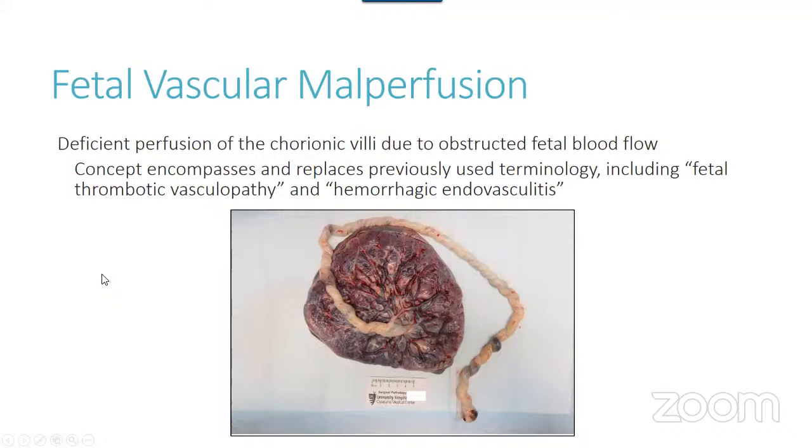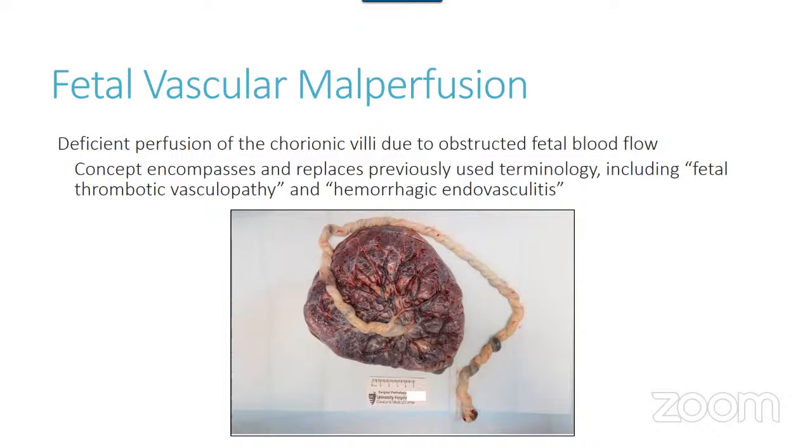So fetal vascular malperfusion is basically a deficient perfusion of the chorionic villi due to an obstruction of fetal blood flow. This is a unified term that was introduced by the Amsterdam Consensus Conference that was published in 2016. And if you haven't seen that paper, I highly recommend taking a look at it. It has tons of pictures in it, really breaks things down. And this classification system that was formed by this consensus conference in Amsterdam is what is being used now by placental pathologists everywhere.